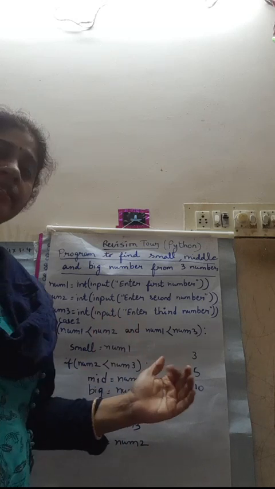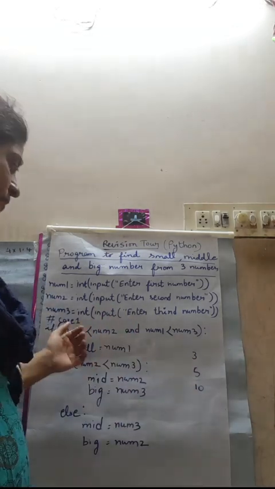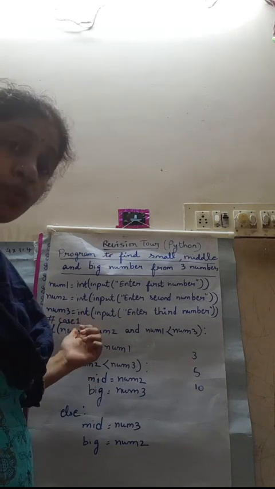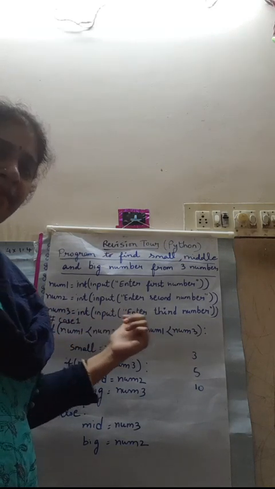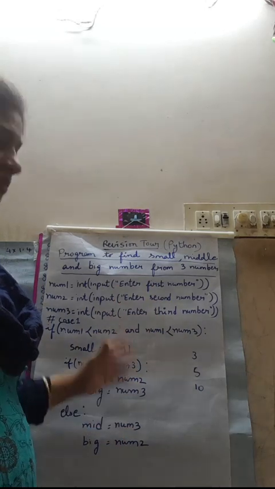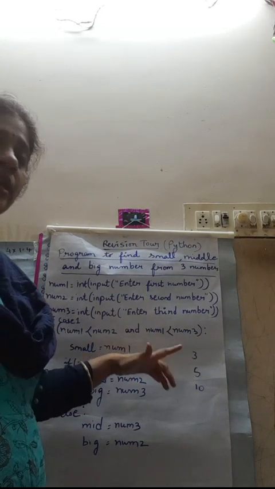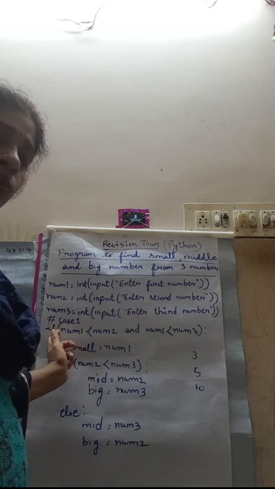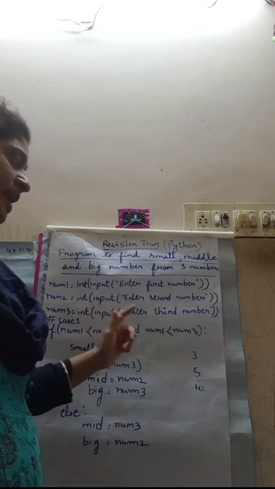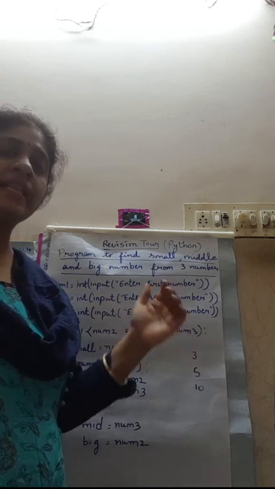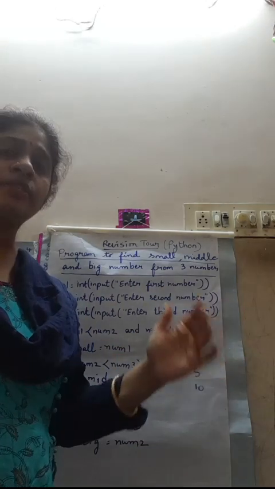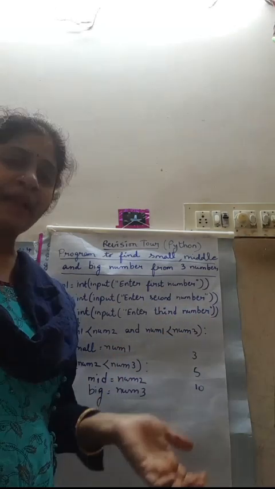Similarly, you have to check another case, where you check whether number2 is less than number1 and number3. You write the same thing, but instead of number1 you change it to number2. If number2 is less than number1 and number2 is less than number3, then you set small equal to number2. This we will see practically.